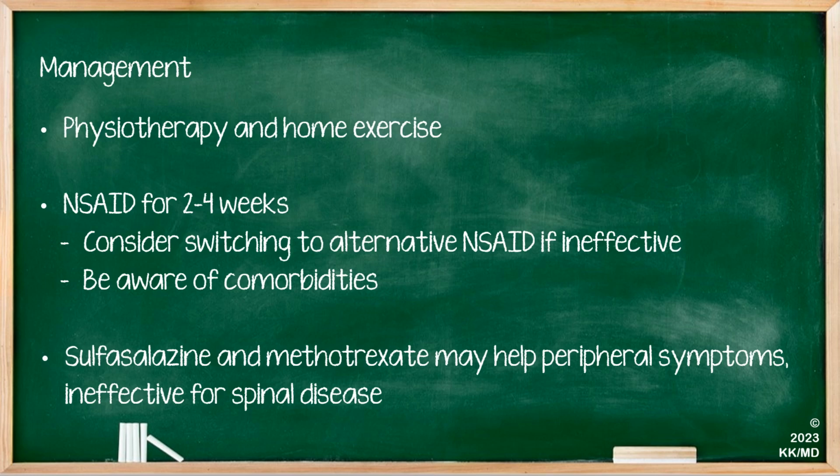Coming to management, this is really a multidisciplinary approach, as is the case with all chronic diseases. Physiotherapy and home exercise are really important. Patients should be commenced on an NSAID for 2 to 4 weeks, and if the first one does not work, it's always worth considering switching to an alternative NSAID if it's ineffective. One should be aware of comorbidities, of course, such as asthma or renal dysfunction, for example, with the use of NSAIDs. Sulfasalazine and methotrexate may be helpful, particularly with peripheral symptoms, but they are ineffective for spinal disease.